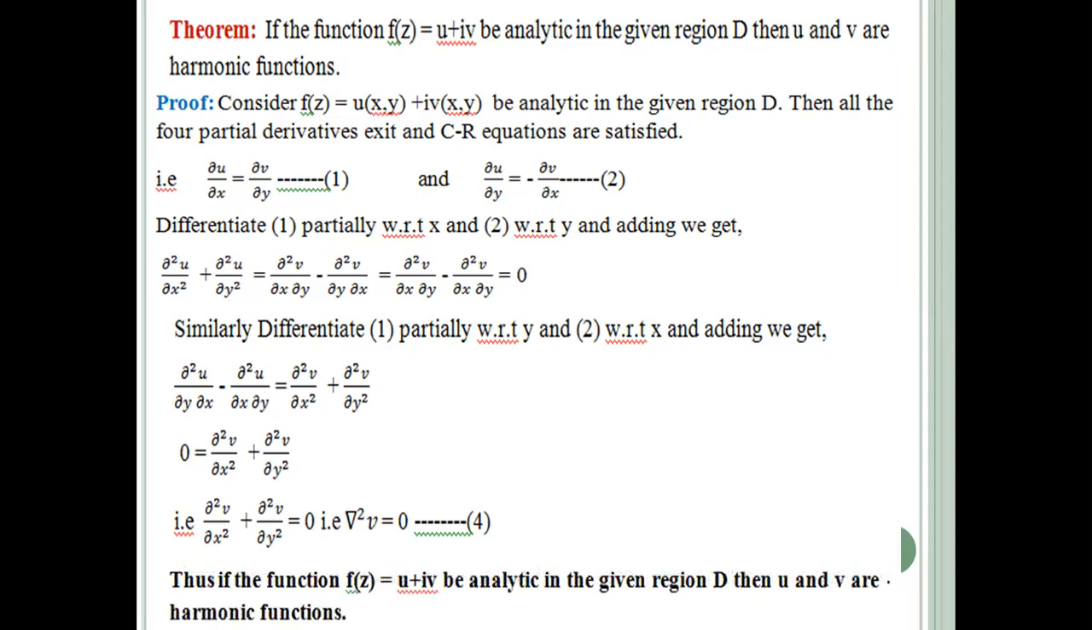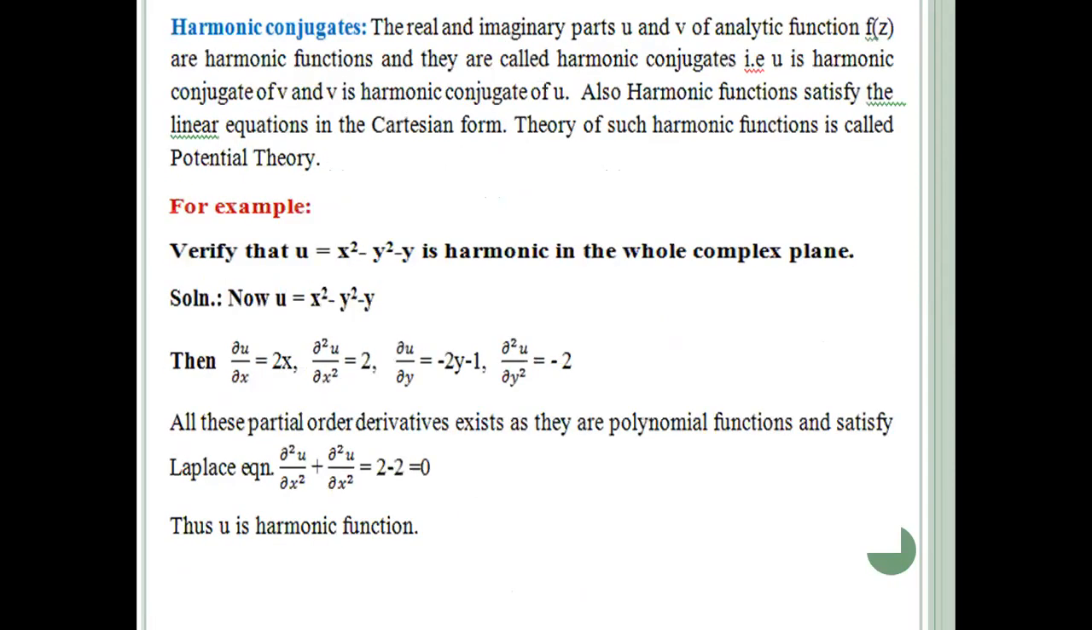That is, if the function f(z) equals u plus iv is analytic, then u and v are harmonic. Usually this will be asked for 5 marks many times, along with the definition of harmonic function. Then harmonic conjugates. Once u and v are harmonic in an analytic function, u and v are called harmonic conjugates. That is, u is the harmonic conjugate of v and v is the harmonic conjugate of u. Usually for the question, they will give one of them: either they give u and ask you to find v, or they give v and ask you to find u. So that is the theory part.